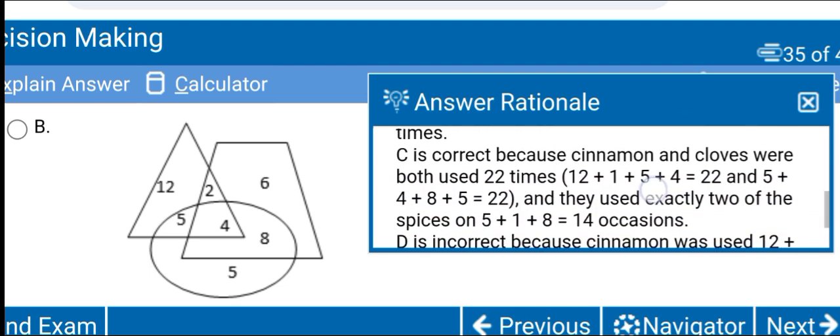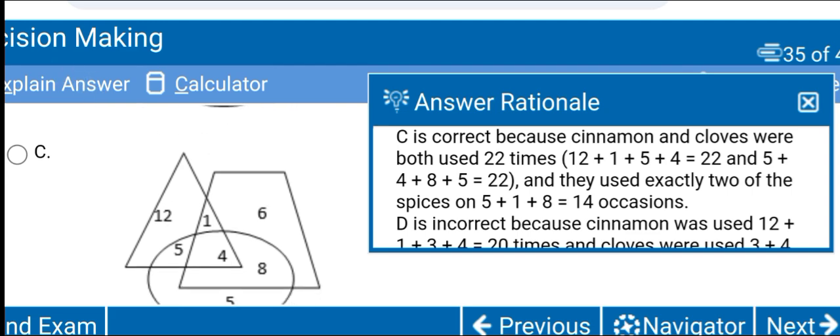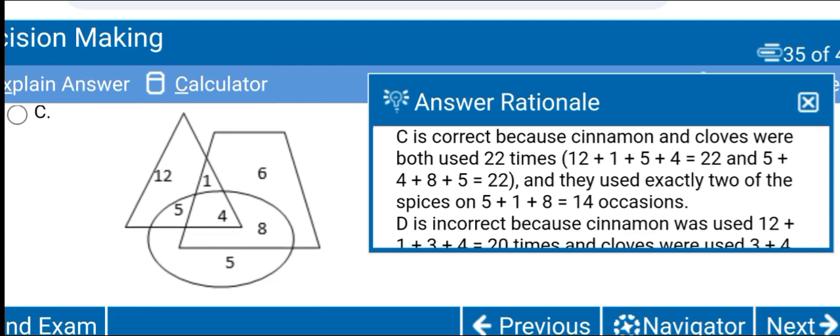and C is correct because cinnamon and cloves were both used 22 times. That is 12 plus 1 plus 5 plus 4 equals 22, and 5 plus 4 plus 8 plus 5 equals 22, and they used exactly 2 of the spices on 5 plus 1 plus 8 equals 14 occasions.